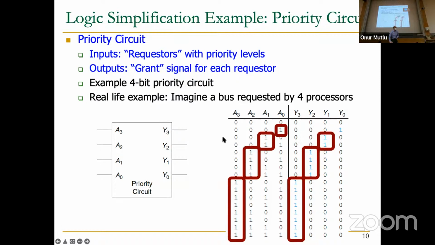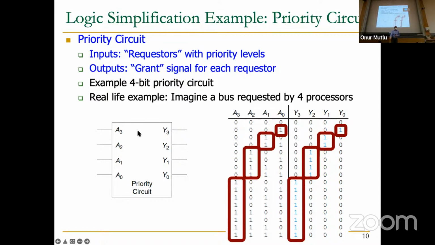And the poor A0, that's the lowest priority requester. If it is requesting and no one else is requesting, it should get the output, and its corresponding grant signal is asserted. And if no one's requesting, clearly, none of the outputs should be granted, right? None of the outputs should be 1. So you can see that this is a very static priority circuit. You can make it more dynamic, meaning you can change the priorities, but that changes the truth table.